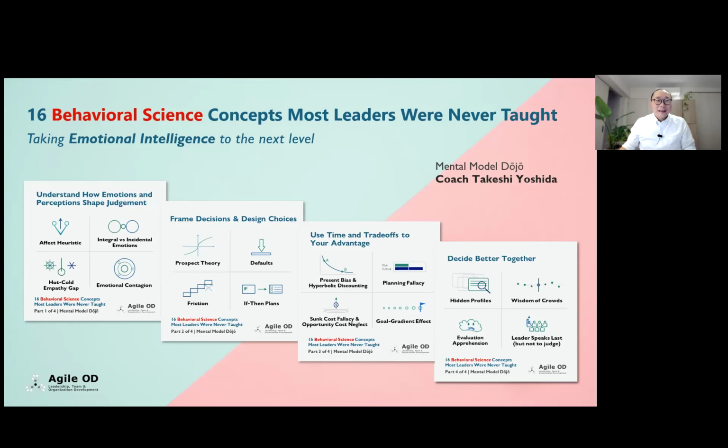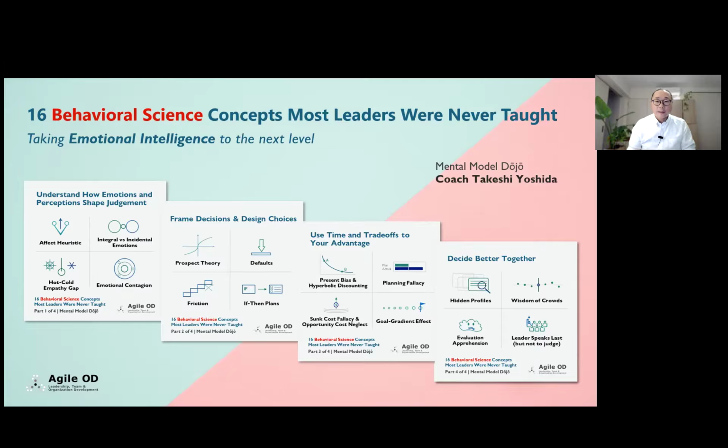In session one last month, we explored how emotions and perceptions shape judgment. We looked at how feelings, emotional states, and the emotional climate around us can influence what we notice, how we interpret a situation, and ultimately what we decide. That session was mostly about noticing. Today, we move from noticing to doing something about it.